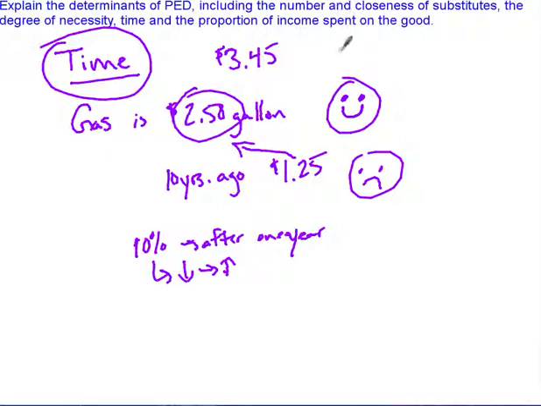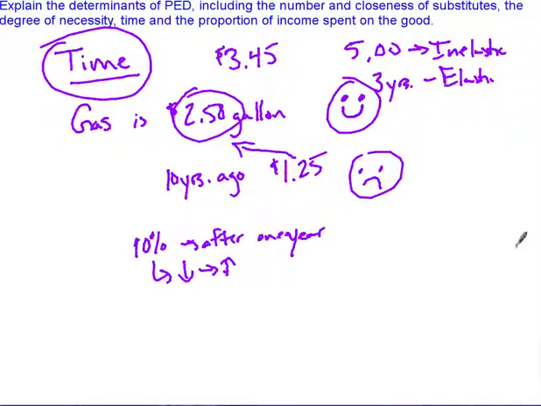So if the price of gas went up to $5 tomorrow, people would freak out and this would be an inelastic product tomorrow. But what about in 3 years if the price of gas is $5 a gallon? It would probably be more elastic, or move towards being elastic.